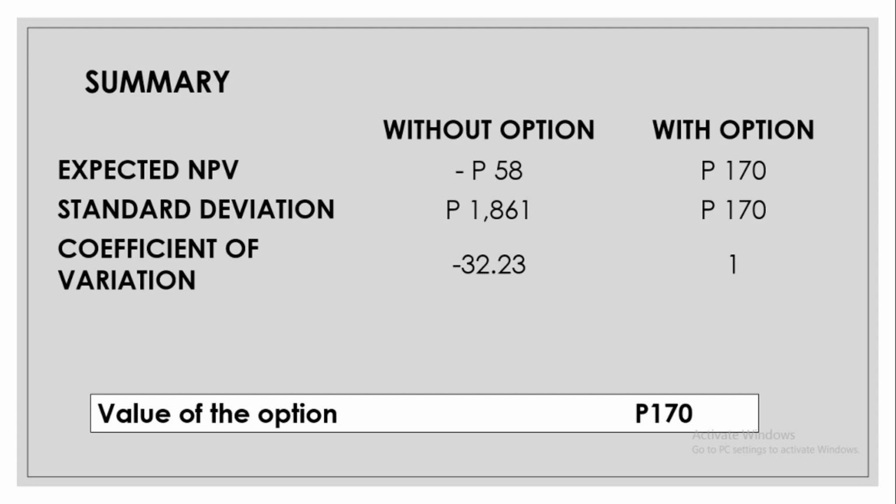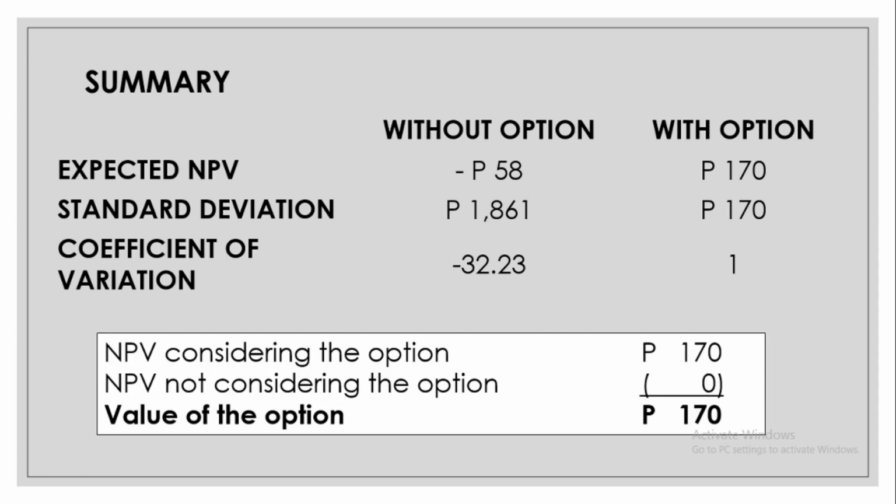Now, to further prove it with a computation, we have this one. The NPV considering the option is 170. The NPV not considering the option is 0. Why? We all know that the NPV is negative. In our discussion of capital budgeting, we know that if the expected NPV of the project is negative, we will not venture into that activity. And so the NPV is 0. So 170 minus 0 is 170, which is the NPV considering the option, and it is equal to the value of the option.